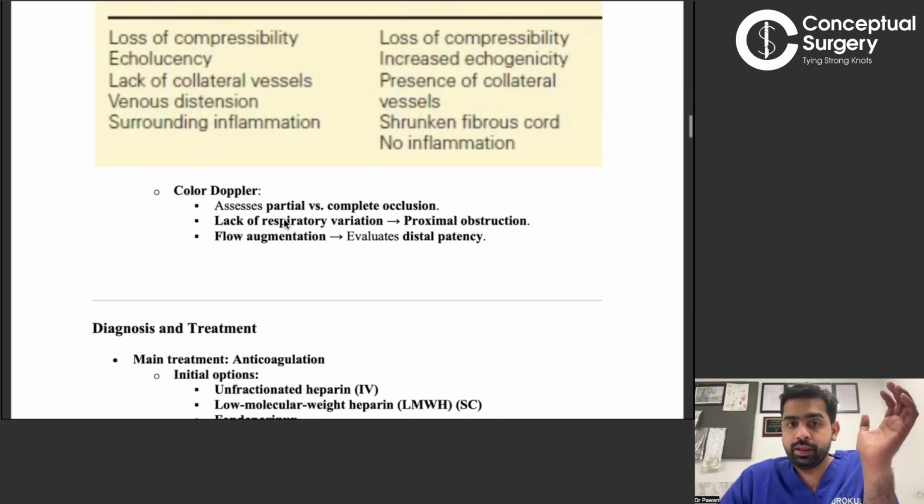Now, on the color Doppler, you assess partial versus complete occlusion, as I just showed you with the compression test. The color Doppler gives you the confirmation of that. Lack of respiratory variation indicates a proximal obstruction. And flow augmentation evaluates the distal patency. So these are the features of your color Doppler.